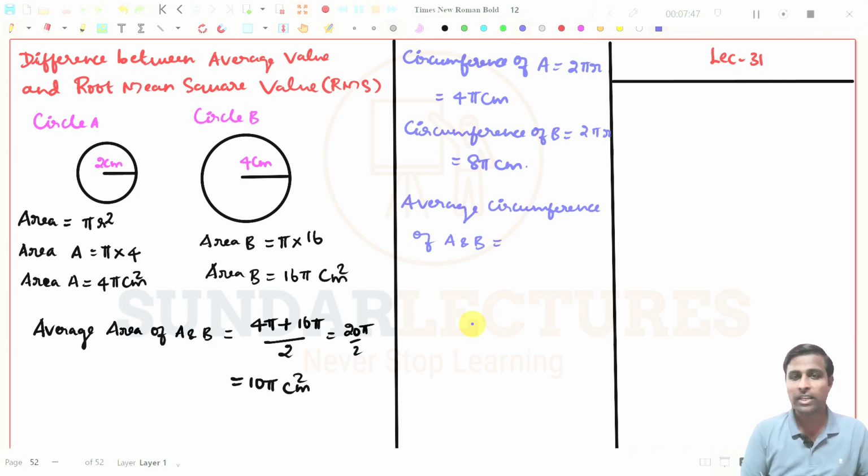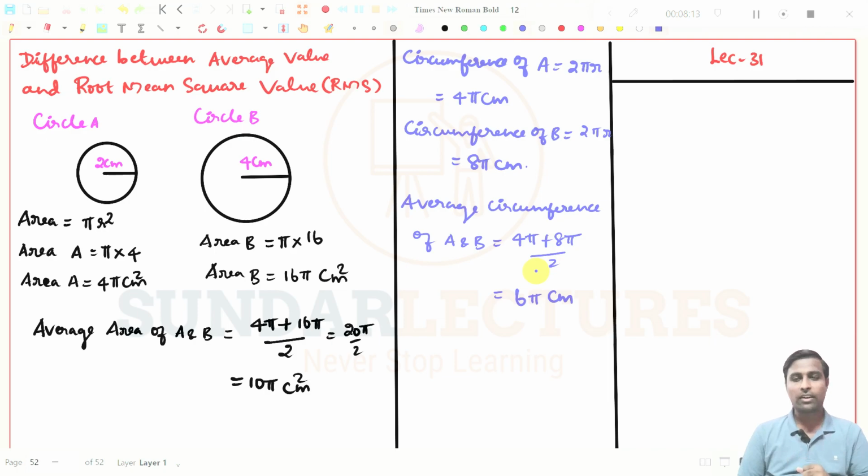So what you will get here, this will be 4 pi plus 8 pi divided by 2, that will give you 12 pi over 2, so this will be 6 pi, right? So the answer will be 6 pi centimeter. So you see, if the parameter we have and the parameter we need have the same unit, then you can take the average value, right?